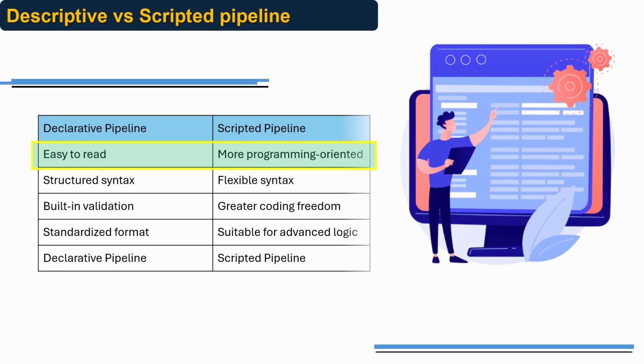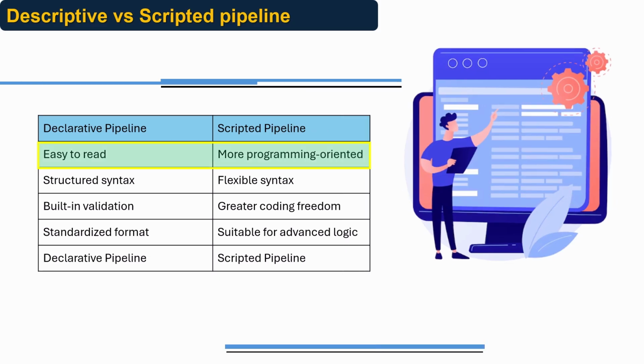On the other hand, scripted pipeline resembles writing a normal program in Groovy. Developers have much greater freedom to write conditions, loops, functions and complex logic. While this flexibility is powerful, it also means the code can become longer and much harder to understand. Someone unfamiliar with the project may need significant time to follow the pipeline's execution flow.